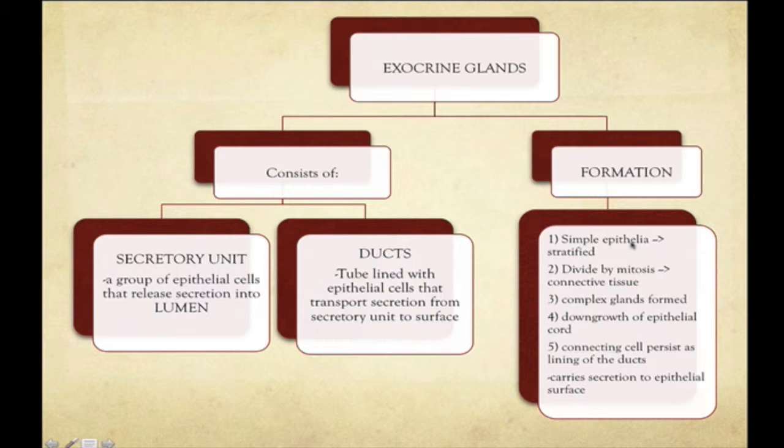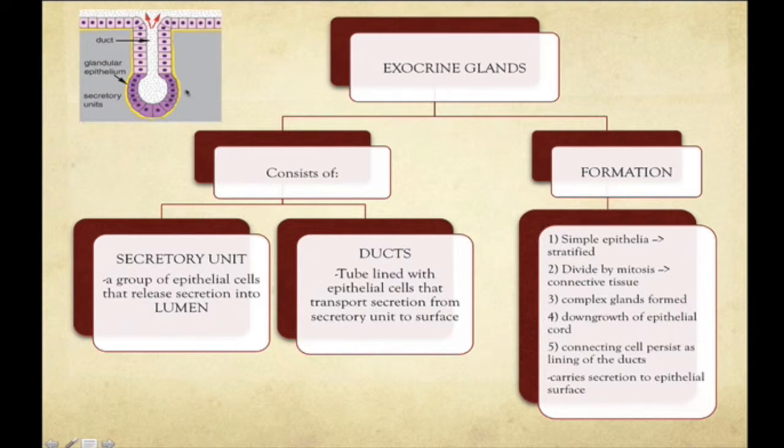All epithelia begin as simple epithelia that may later become stratified. The epithelial cell will divide by mitosis and grow into the connective tissue, or local proliferation of cells in surface epithelium. Complex glands begin to form as epithelial cells grow into the underlying connective tissue. At step 4, downgrowth of epithelial cord, and lastly, the apical cell persists as the lining of the ducts that carries the secretion of the gland cell to the epithelial surface. This is a picture of the exocrine gland.